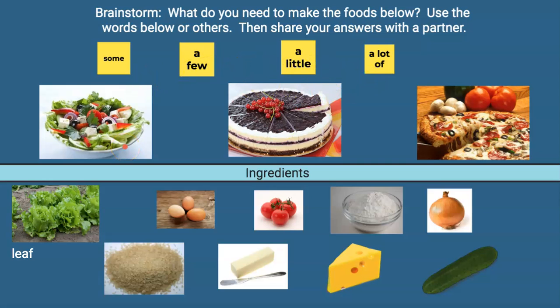So to make a salad, they have said that they need a lot of lettuce, a few onions, some tomatoes, some croutons, some cucumbers, and a few black olives. They actually have used their imagination and used some ingredients that are not included here in the picture.